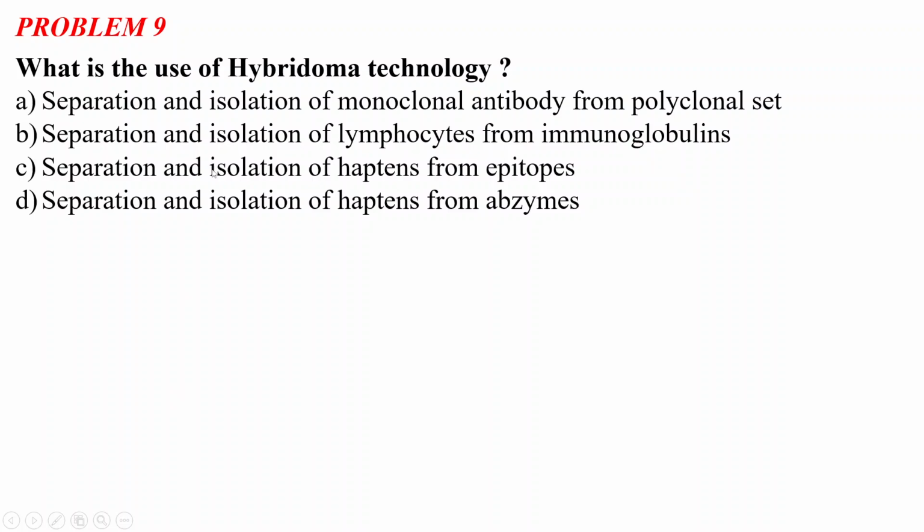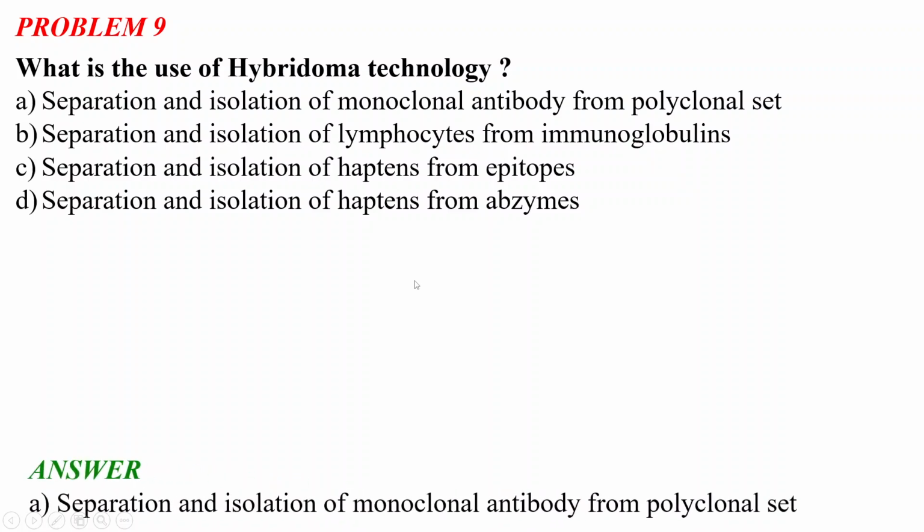So, what is the use of hybridoma technology? Option A is separation and isolation of monoclonal antibody from a polyclonal set. Option B, separation and isolation of lymphocytes from immunoglobulins. Option C, separation and isolation of haptens from epitopes. And option D is separation and isolation of haptens from enzymes. So, I will just show you the answer, and then we will briefly discuss what hybridoma technology is. The answer is separation and isolation of monoclonal antibody from a polyclonal set.